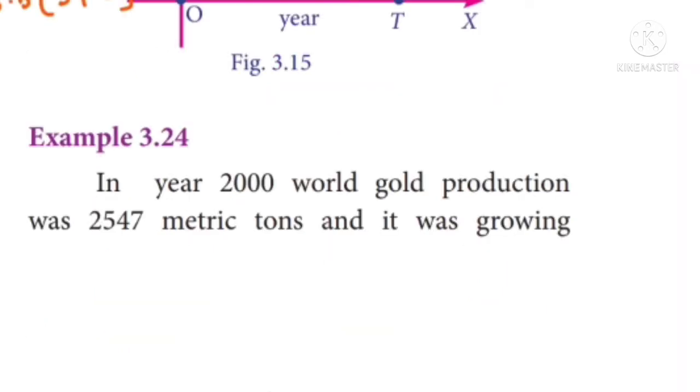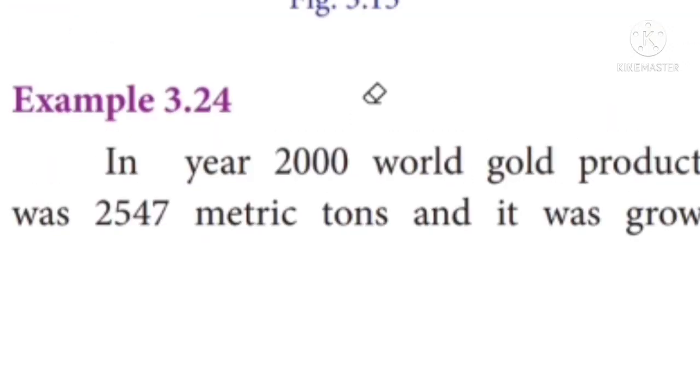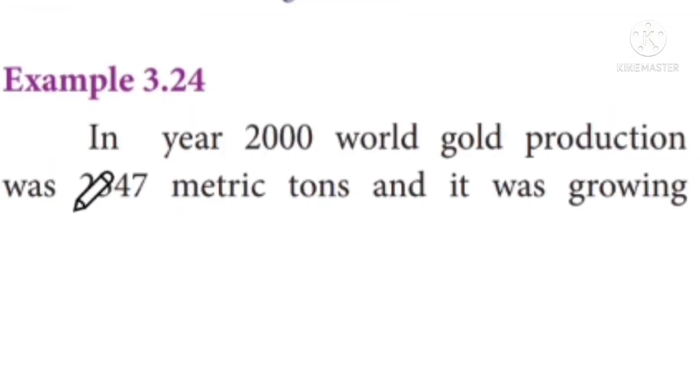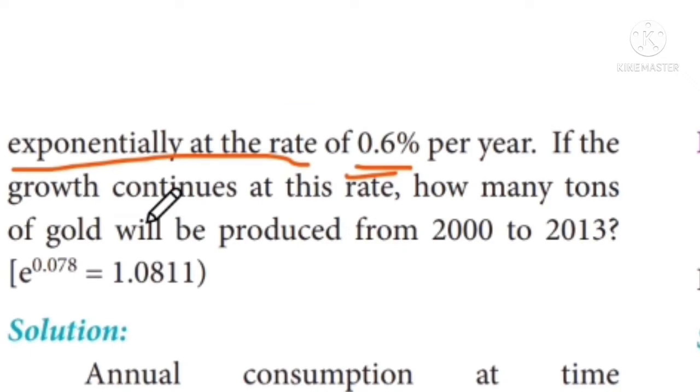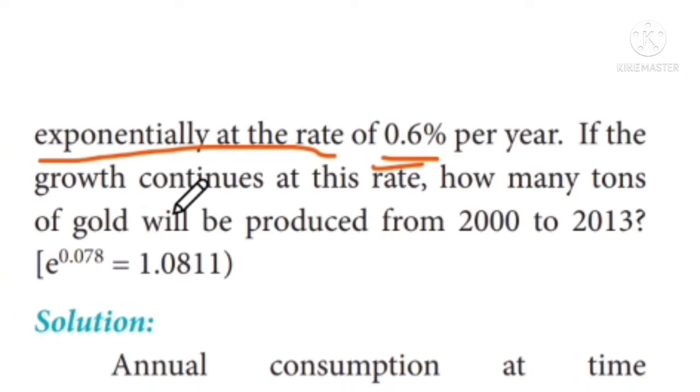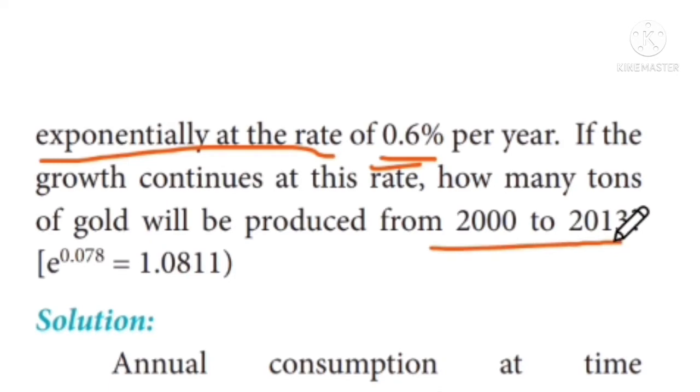Example 3.24. In the year 2000, the world gold production was 2,547. So in the year 2000, this is the production, and it was growing exponentially, exponential growth. The rate is 0.6%. If the growth continues at this rate, how many tons of gold will be produced from 2000 to 2013?